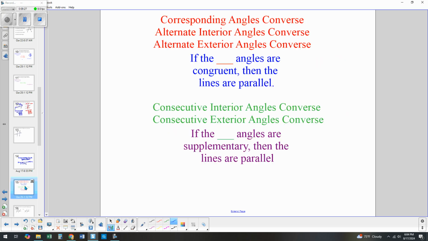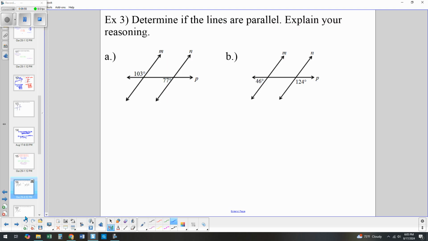So these converses all start with the angle relationship. If the blank angles are congruent, or if the blank angles are supplementary, then the lines are parallel. So we're using a different kind of theorem to prove that lines are parallel, as opposed to knowing the lines are parallel and using a theorem to prove that the angles are congruent or supplementary.